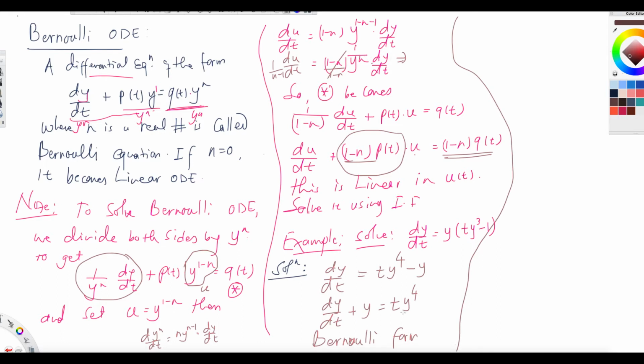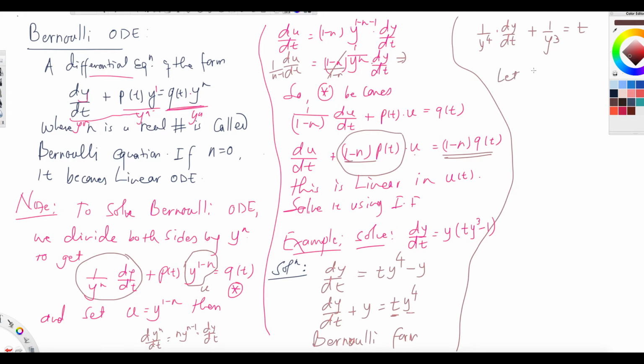So to solve the Bernoulli form, what do you do? You divide by y to the n. So see, here is q(t), that is t. Now this is y to the n. So divide both sides by y to the 4th. What do you get? 1 over y to the 4th times dy over dt, right? Plus y over y to the 4th will be 1 over y to the cubed, right? Equals to t. So this y to the some exponent, that should be what? That should be u, right?